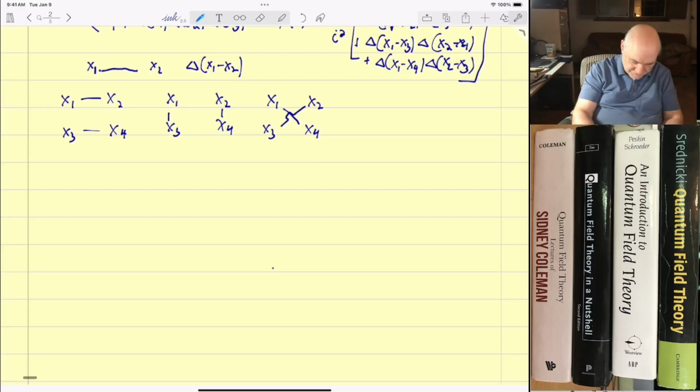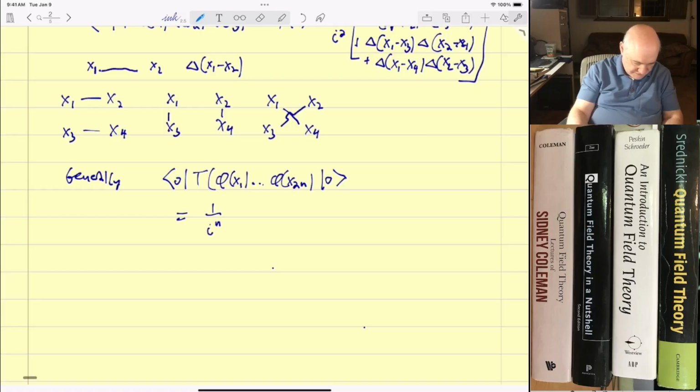The general formula is just this is going to be equal to 1 over i to the n, the sum over pairings, delta of x i1 minus x i2, dot dot dot delta of x i 2n minus 1 minus x i 2n.